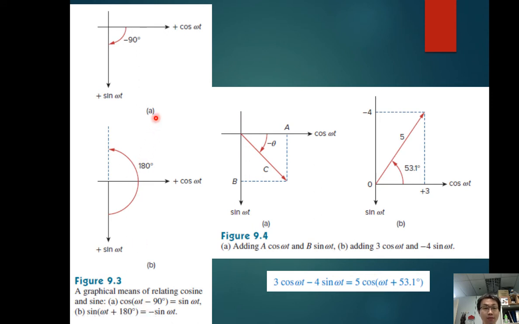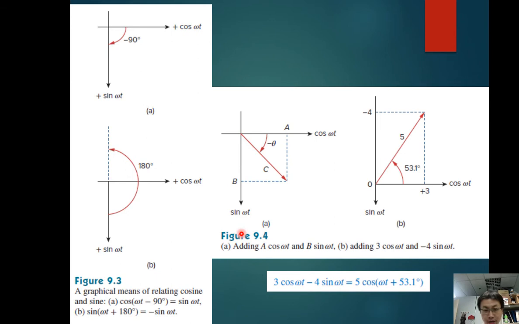From A, cosine omega t minus 90, I can get a positive sine omega t. We can use a calculator to verify this. Or we look at B. If I have sine omega t plus 180, then I have a negative sine omega t. So this is how we interchange a cosine function and a sine function.